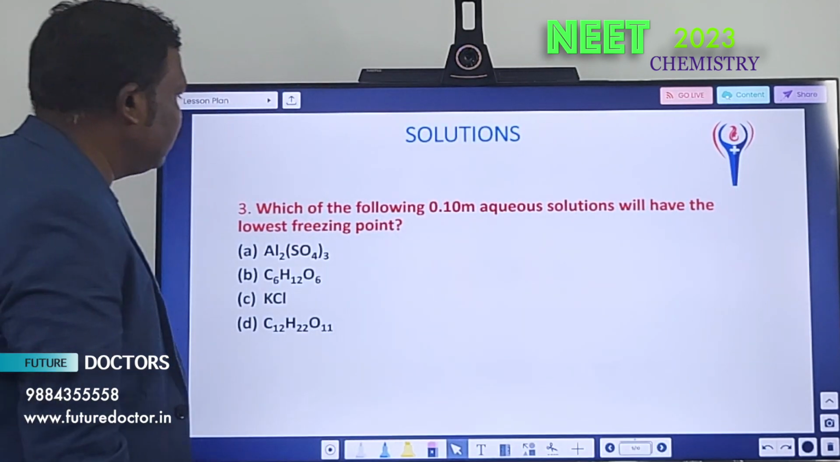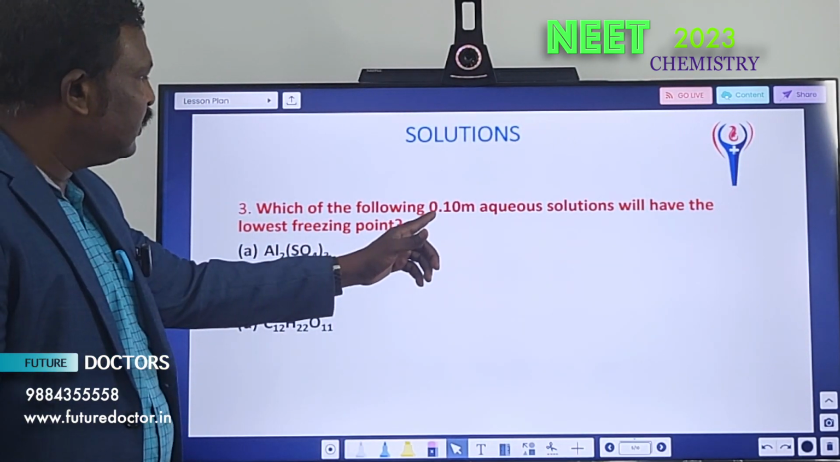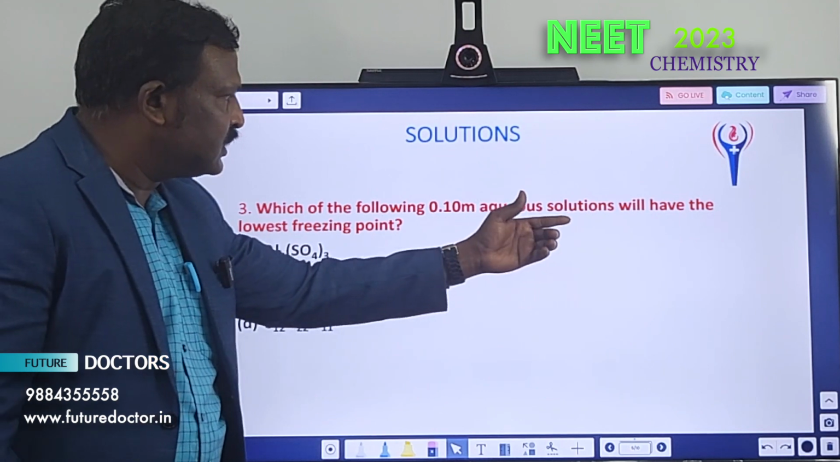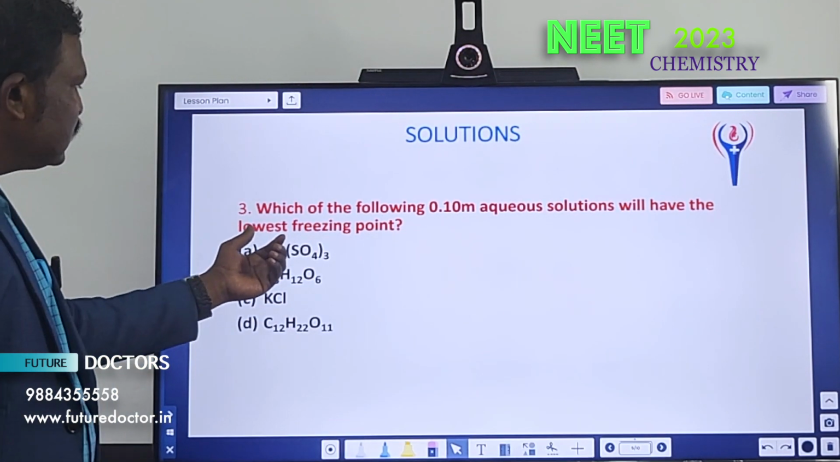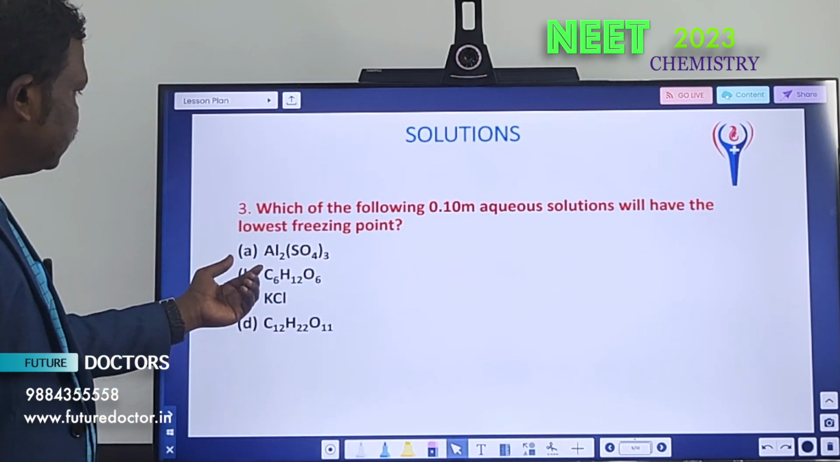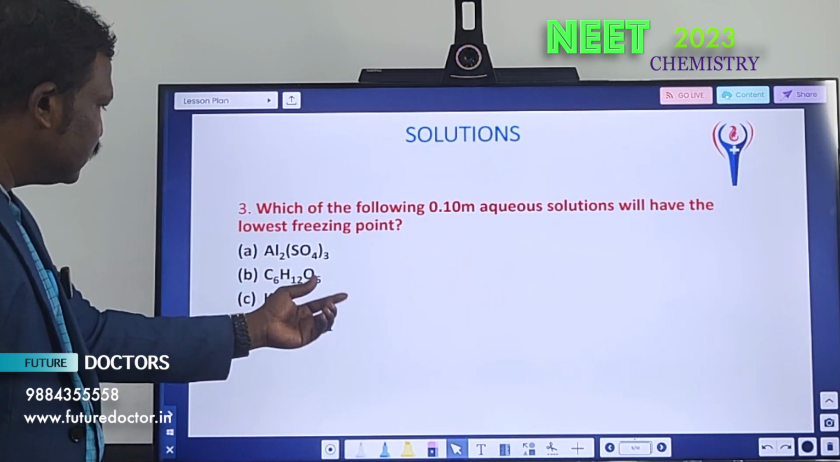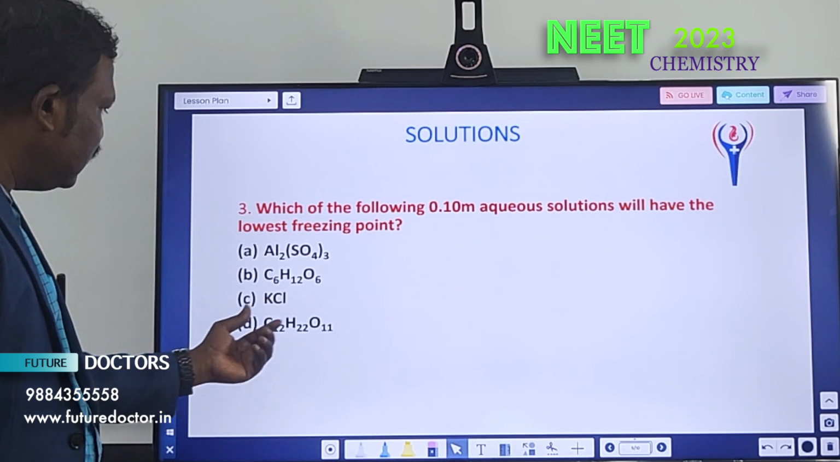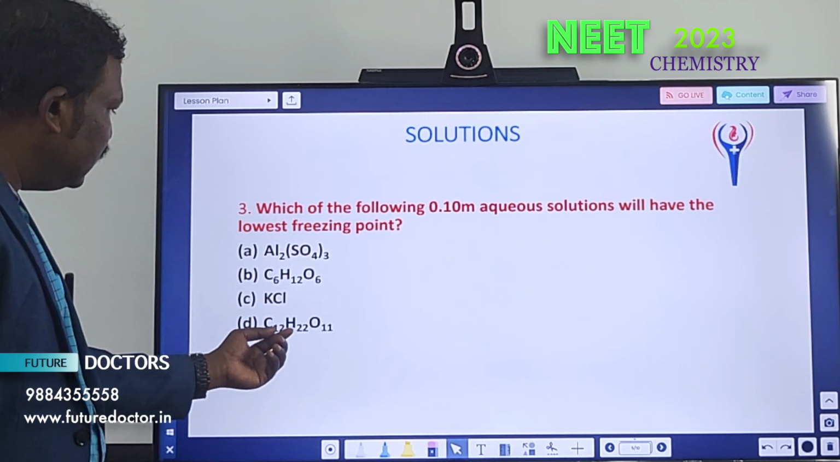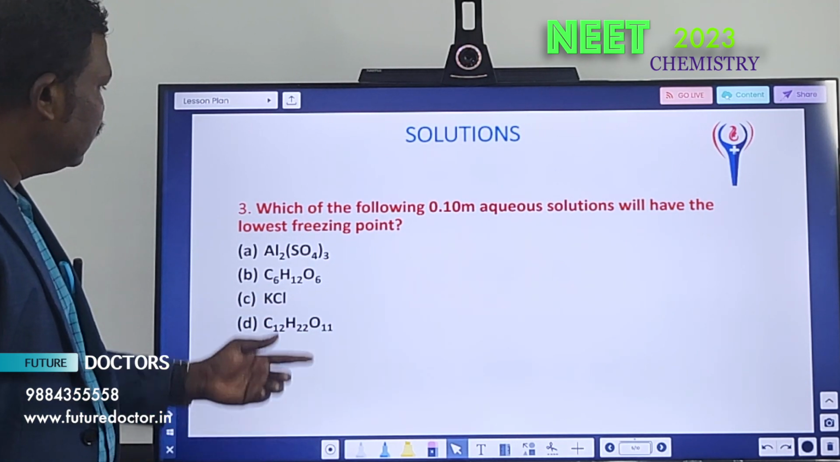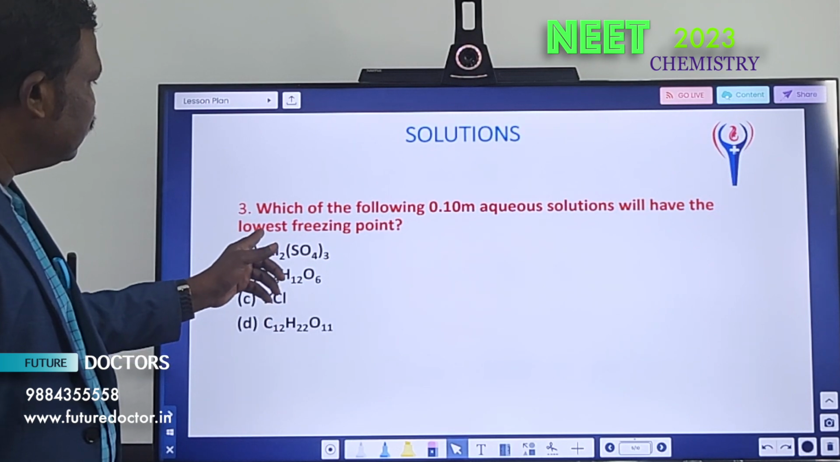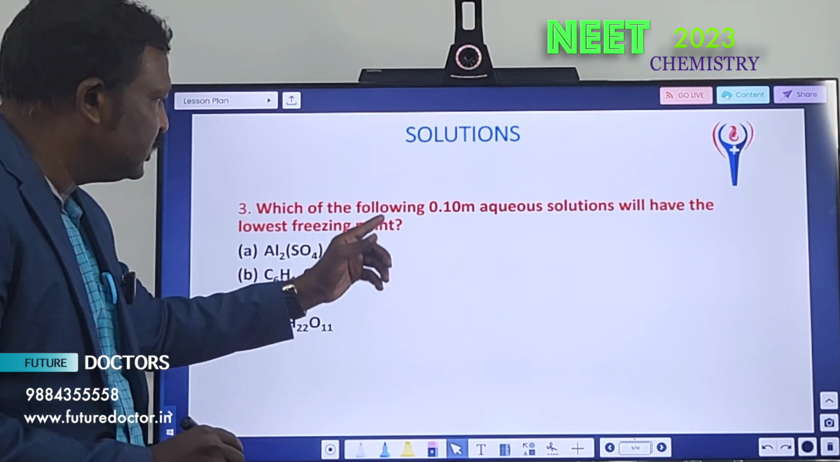Next one, the third one. Which of the following 0.10 molarity aqueous solutions will have the lowest freezing point? Option A Al2(SO4)3, option B C6H12O6, option C KCl, option D C12H22O11. Among these, you have to find out which one has the lowest freezing point.